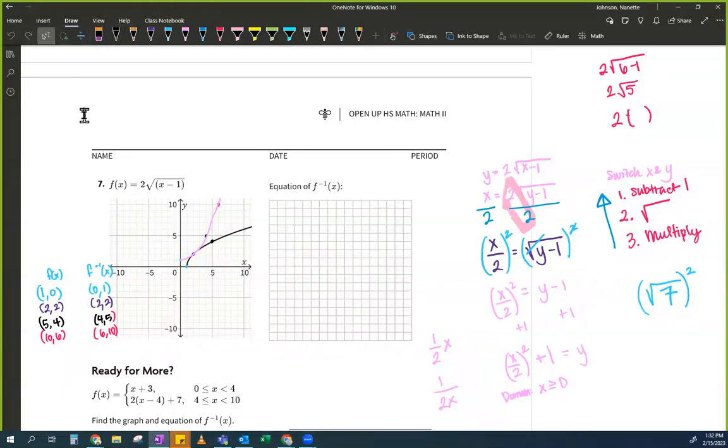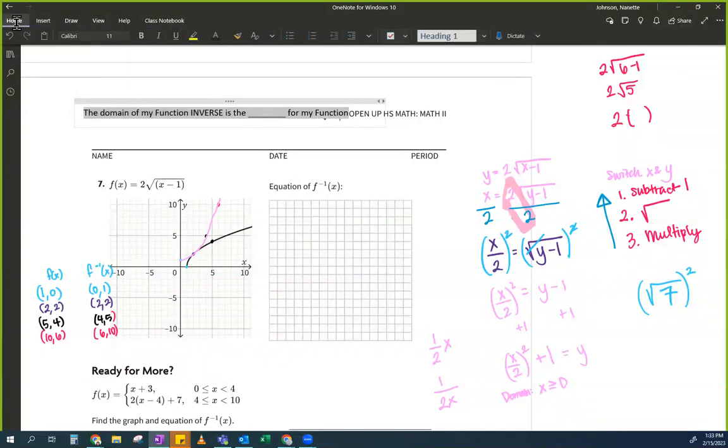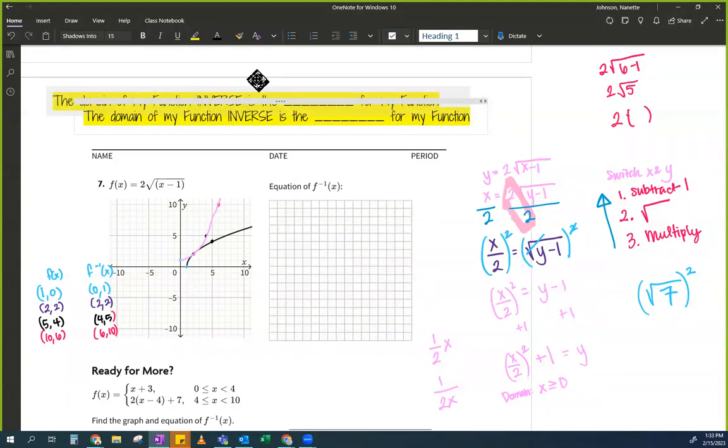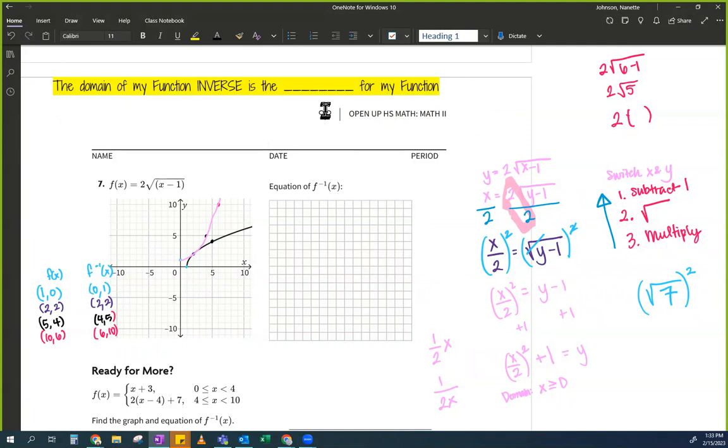Wait, let's write this down. Maybe this is better written down. The domain of my function inverse is the blank for my function. So you guys fill in that blank, see if that makes sense. It's bigger, highlighted, so you guys can find it. I should be looking at the range, or the Y's.